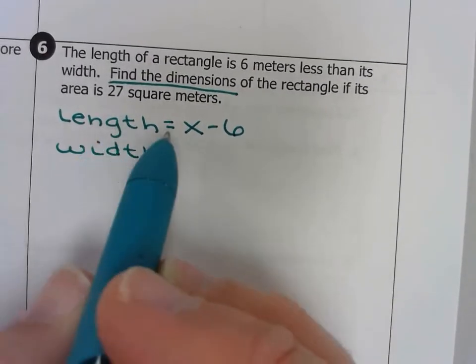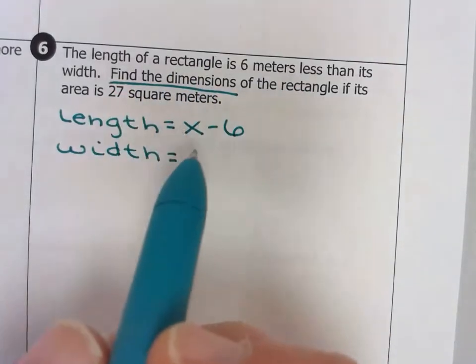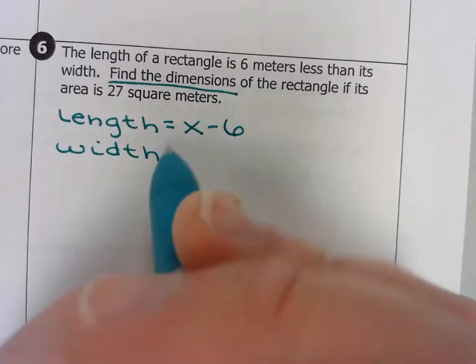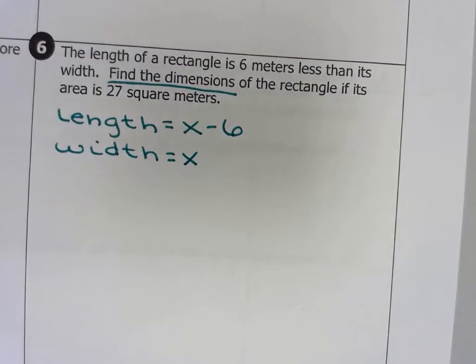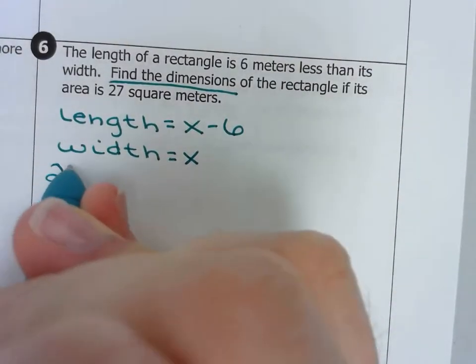The length is 6 meters less than the width. If I put x minus 6 for the length, what represents the width? X. Because the length is 6 meters less than the width, x minus 6, so the width is x. I want to find the dimensions if the area is 27 square meters. So the area is 27.